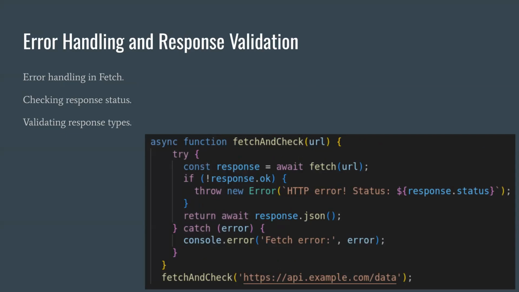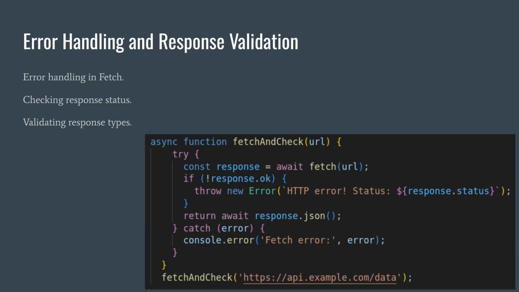Next, error handling and response validation. A key part of working with the Fetch API is handling errors and validating responses. Fetch promises only reject on network failure. So if you have any HTTP status error like 404 or 500, Fetch promises won't reject. So you want to handle those on your own unless you use a library.